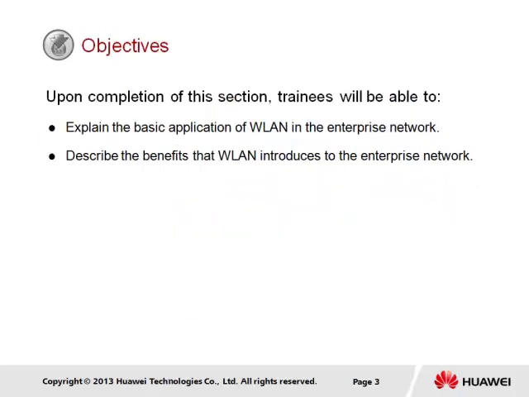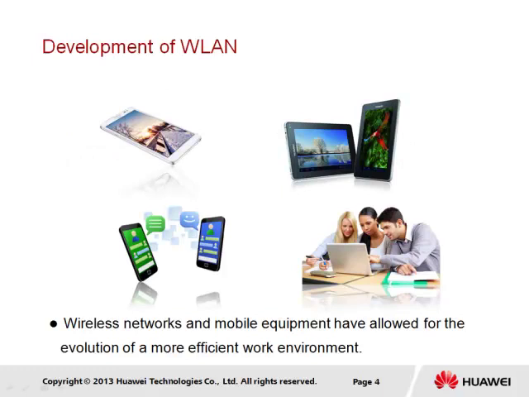So upon completion of this section, it is generally expected that trainees will be able to explain the basic application of wireless LAN in the enterprise network, as well as describe the benefits that wireless LAN introduces to the enterprise network. Wireless local area networks represent an overlay of the current enterprise network that allows for mobility within the enterprise that is not supported by the fixed line Ethernet network.